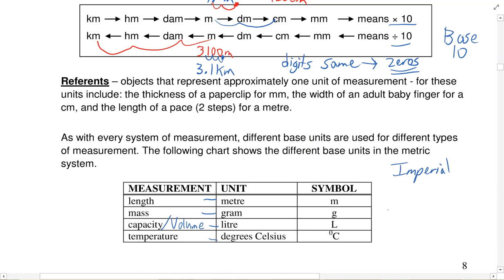Common ones for length would be feet, inches, and miles. And then for mass, it would be pounds, lb. And then for capacity, usually it'd be like cups and gallons. And for temperature on your oven, you got it, it's in Fahrenheit, which is probably more commonly used than Celsius.